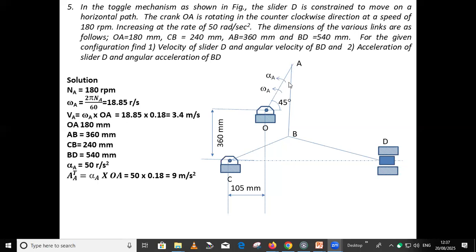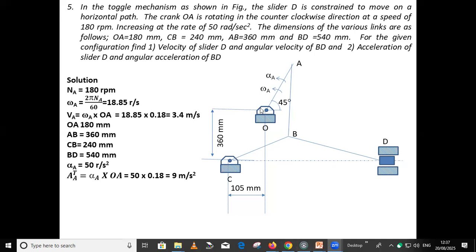OA is 180 mm, that is the input link, at an angle of 45 degrees. Then we have link AB, 360 mm. Then BC and CD dimensions are available. BC is around 240 mm and BD is given as 540 mm. Now the question is you have to determine the velocity of slider D, the angular velocity of BD, the acceleration of slider D, and the angular acceleration of BD.